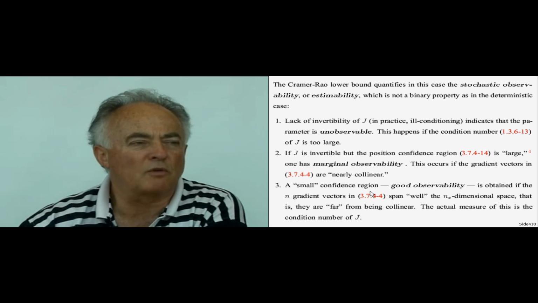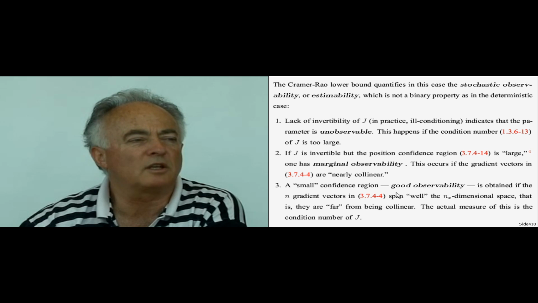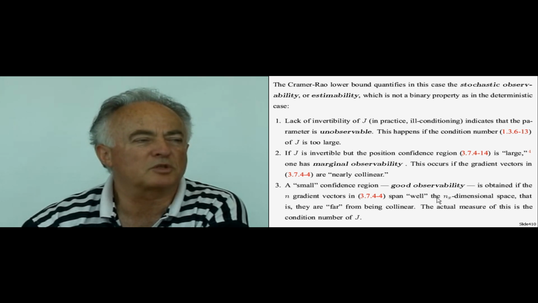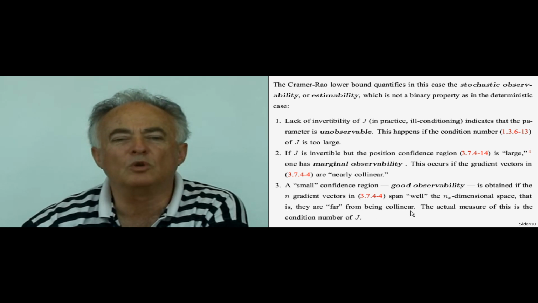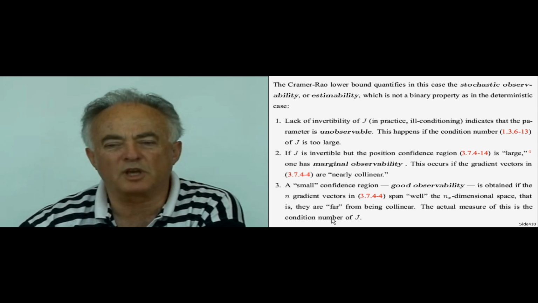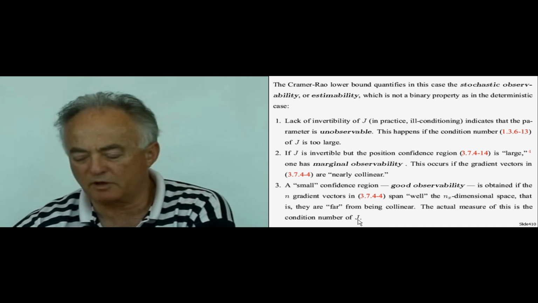A small confidence region, good observability, is obtained if those n_x gradient vectors in those dyads, again, span well, quote, well, unquote, the n_x dimensional space, that is, they are far from being collinear. They point in all directions, pretty much. The actual measure of this is the condition number of J, again, largest to smallest eigenvalue ratio.